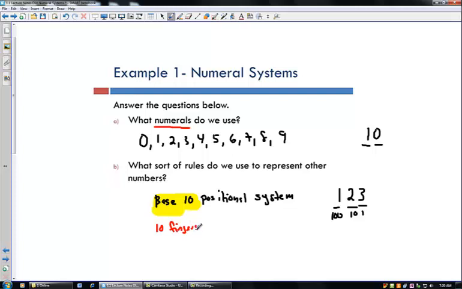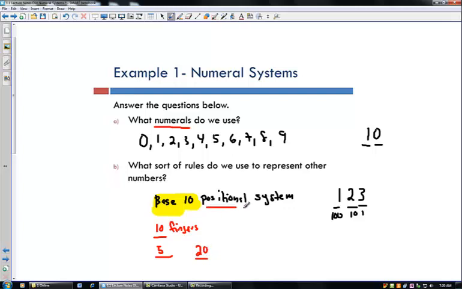And if you look at other civilizations and the bases they chose to count in, sometimes they chose base 10. Sometimes they chose base 5, because you do have 5 fingers. Sometimes they chose base 20, because you have 10 fingers and you have 10 toes.